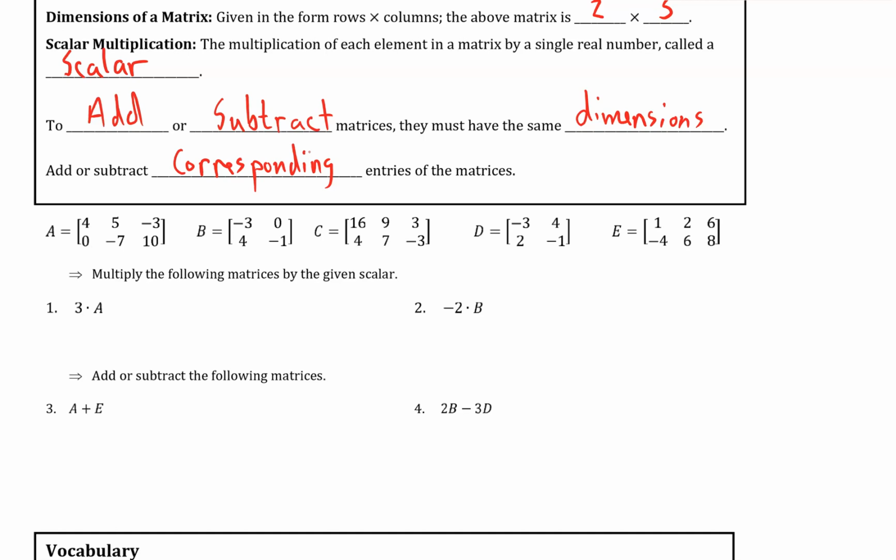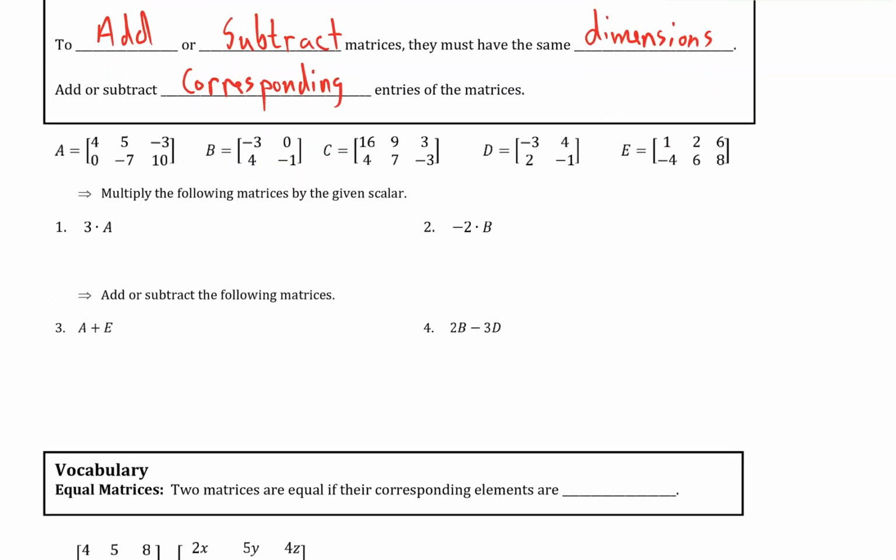Multiply the following matrices by the given scalar. So they're saying take 3 and multiply by A. So you would take the 3 and you'd be multiplying by every element that is in A, which means 3 times 4, which is 12, 3 times 5, which is 15, 3 times -3, which is -9, 3 times 0, which is 0, 3 times -7, which is -21, and 3 times 10, which is 30. So the ending matrix would look like that.